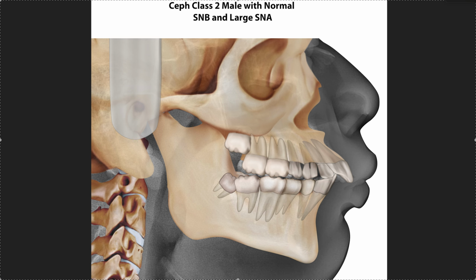That's okay. I did some graphic art here of my own because I couldn't share the actual records. In those types of cases, without seeing the ceph, just looking at the face, it's going to look like a class 2 profile. It's going to look like a weak chin. You might see a curled down lower lip, but you're also going to see a pretty acute nasolabial angle, and you're going to look at that and go, oh, the face doesn't look good. What should we do orthodontically to make this better?